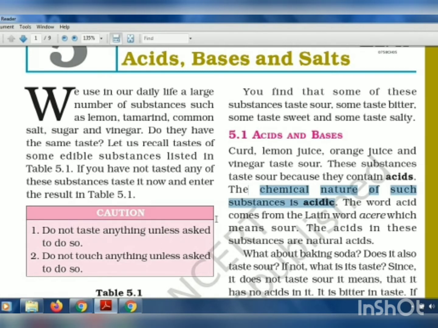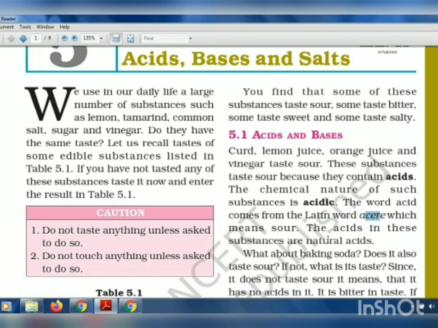The word acid comes from the Latin word acer, which means sour. So in Latin, the word acer means sour. That is why they have been given the word acidic. Okay, the acids in these substances are natural acids.